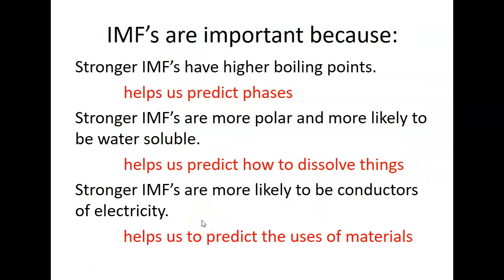So let's start getting into this a little bit more. Stronger IMFs mean higher boiling points, which help us predict phases. Stronger IMFs are more polar and more likely to be water soluble. And stronger IMFs are more likely to be better conductors of electricity.